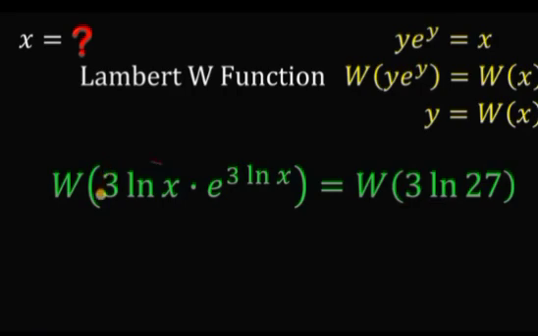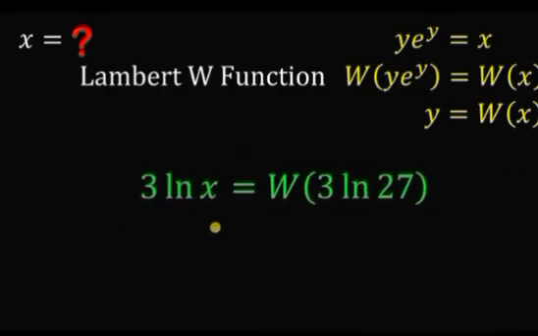Now, we have 3 times ln of x times e raised to 3 times ln of x. Therefore, the left-hand side of our equation becomes 3 times ln of x. And the right-hand side becomes Lambert W function of 3 times ln of 27. Now, our goal is to solve for the value of x. Don't forget that. So what we're going to do is to divide both sides by 3.